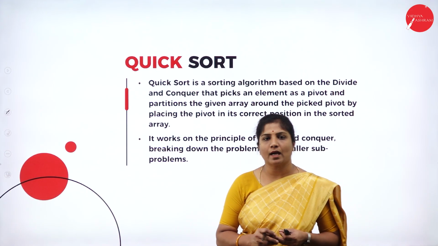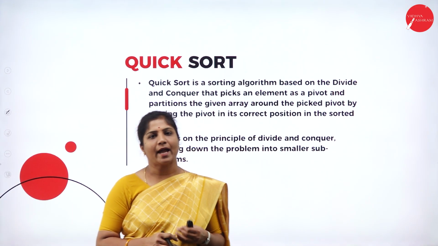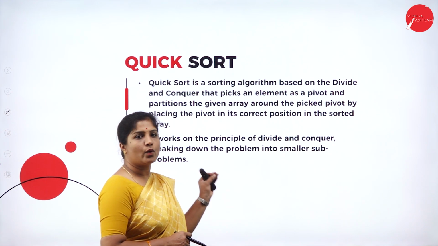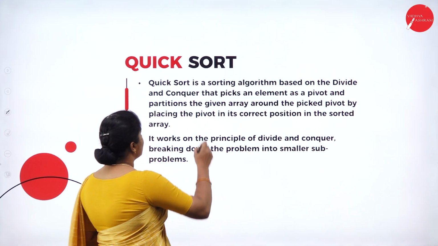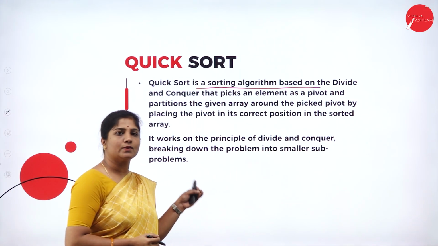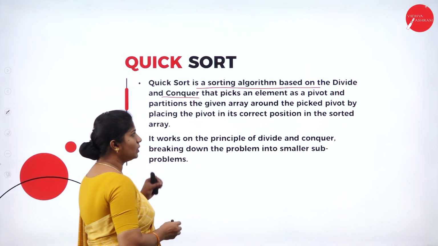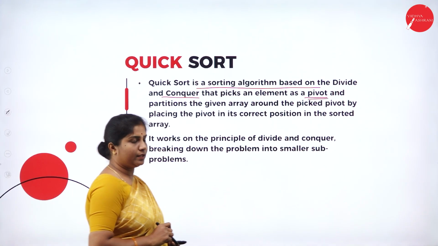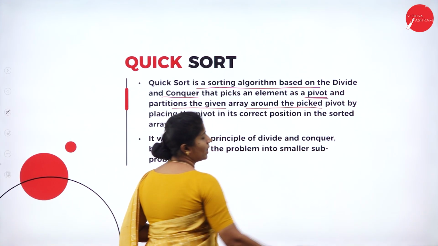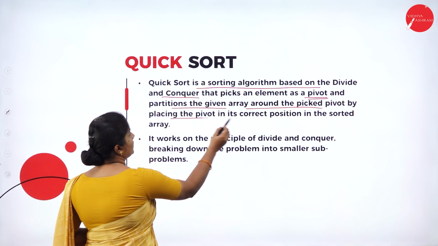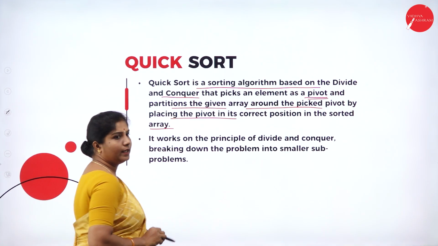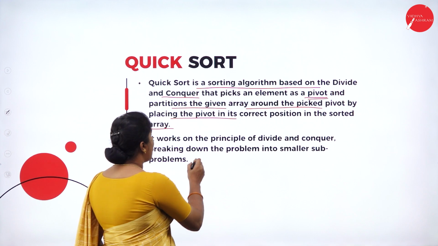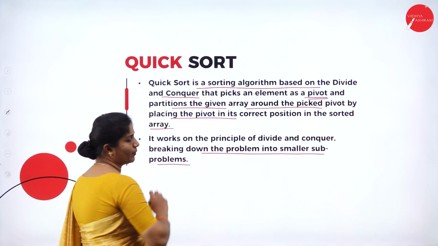So next we will go with another sorting technique, that is quick sort, where we have applied the same divide and conquer technique. Using that we are going to sort a given array. So quick sort is a sorting algorithm, also based on divide and conquer, that picks an element as a pivot. Okay, so that we call the pivot element, and it partitions the given array around the picked pivot by placing the pivot in its correct position in the sorted array. It works on the principle of divide and conquer, and it breaks down the problem into smaller sub-problems.